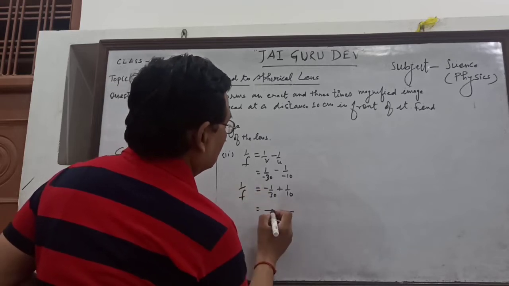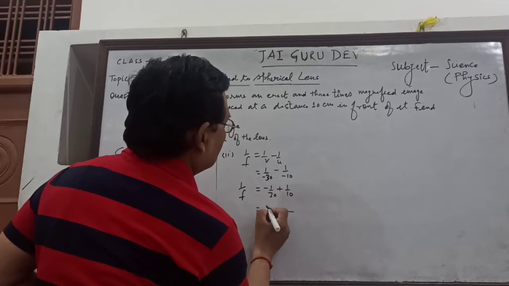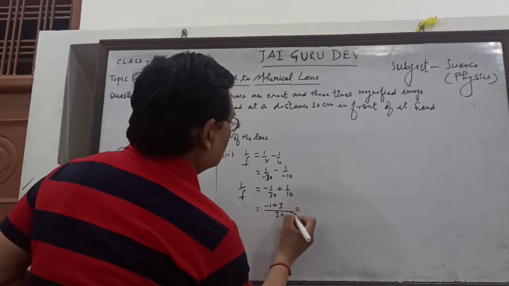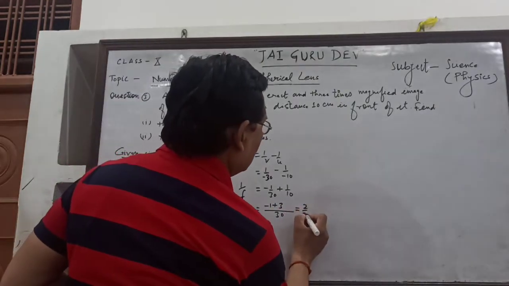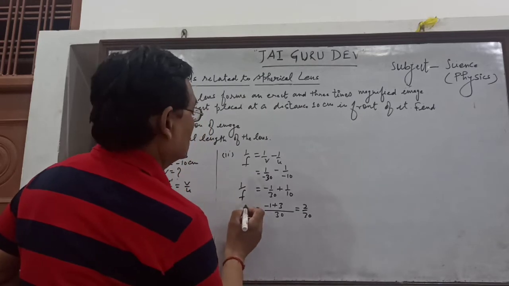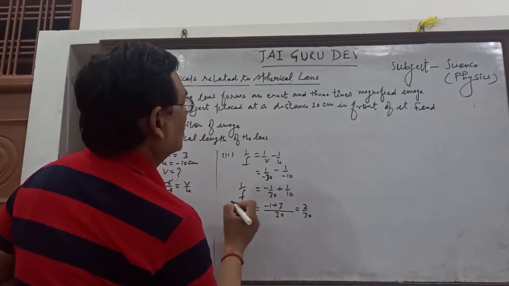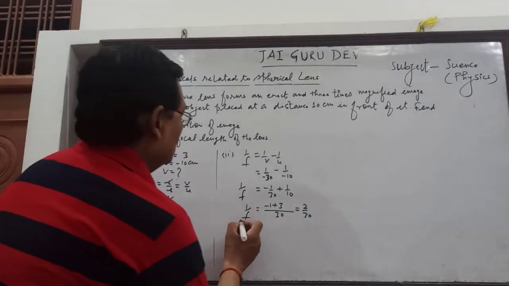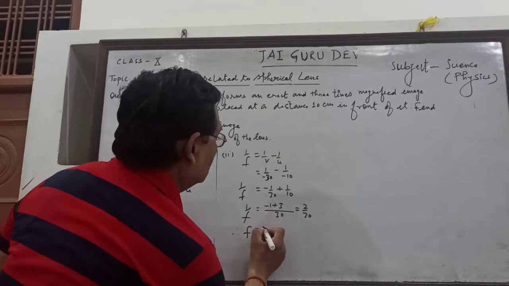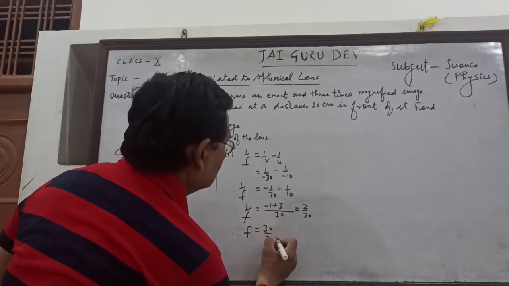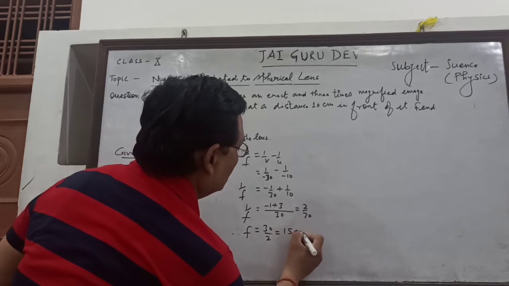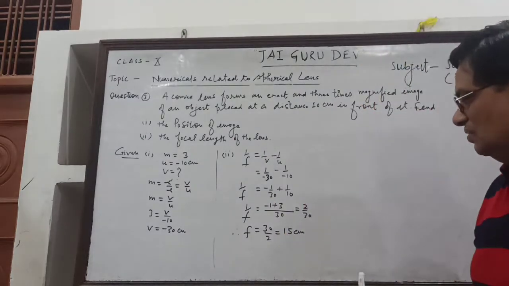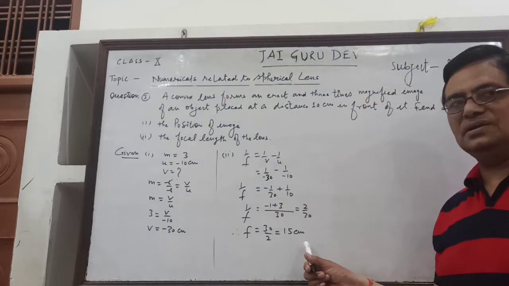We take LCM, 30. Minus 1 plus 3, 2 by 30. So 1 upon f is equal to 2 by 30. Therefore, f is equal to 30 by 2 is equal to 15 centimeter. So, the focal length of convex lens is 15 centimeter.